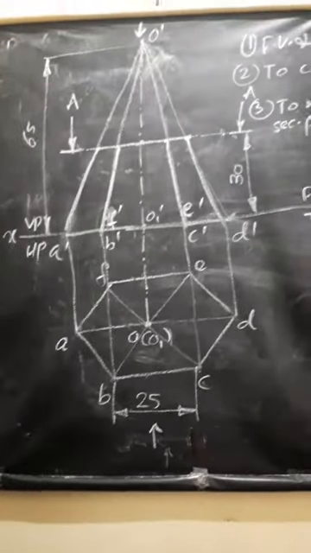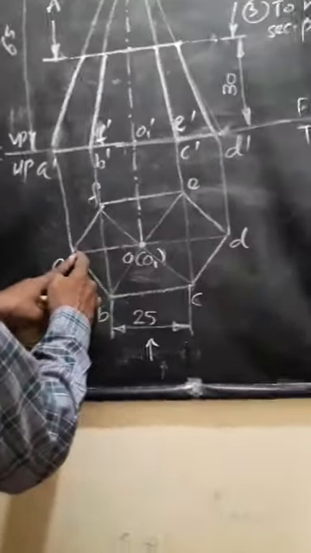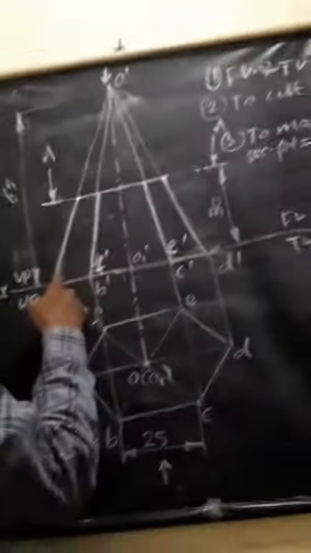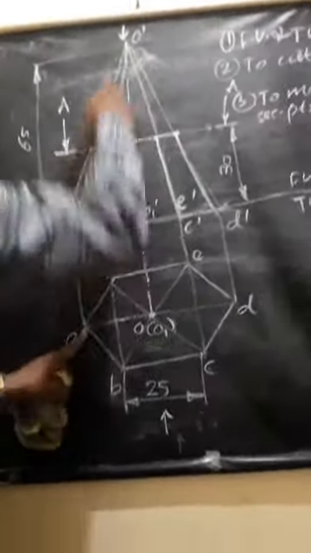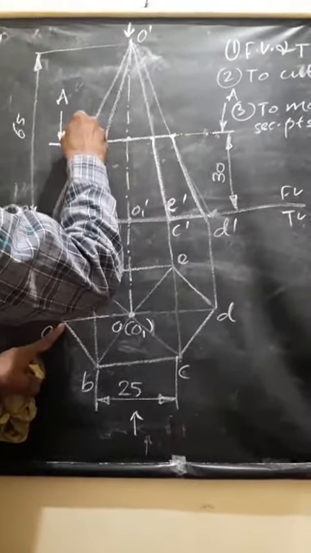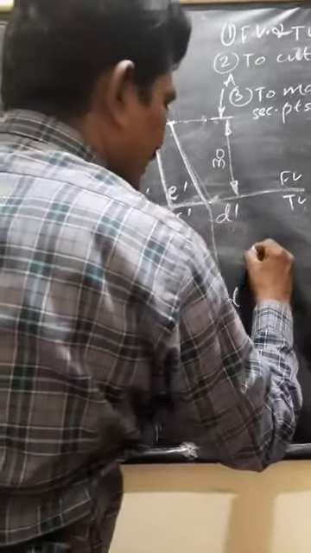To mark the section points, see the top view, OA slant edge, and the same OA slant edge in the front view. We check whether the section plane is cutting OA or not. It is cutting here. If it is cutting here, you mark this point as 1. This is section point number 1. So point 1 is on OA. You can write down here: point 1 is on OA.